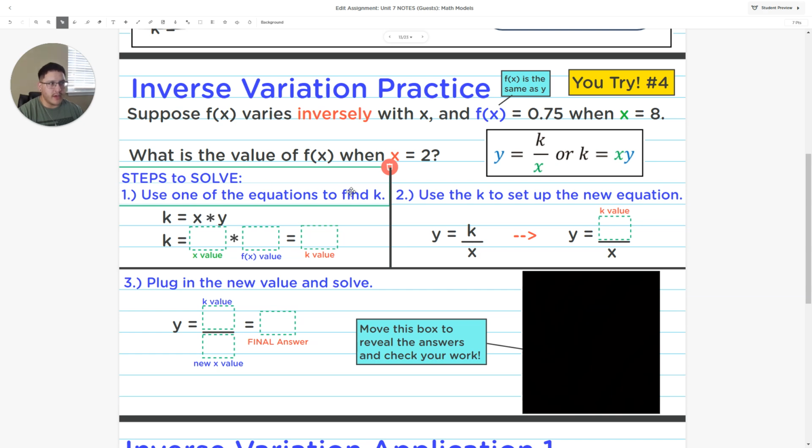Step 1, use one of the equations to find k, typically the second one where k is by itself. Step 2, plug in the x, plug in the f of x, and you'll get your k value. Step 3, plug in the k value into the first equation to get your new equation. And then from there, use the last number, x equals 2, to find your final answer for y. If you're on ClassKick, you can move the box to see if you're doing all these steps correctly. So at this moment, go ahead and pause the video, try this problem on your own. Otherwise, I'm going to continue on and show y'all how to do this.